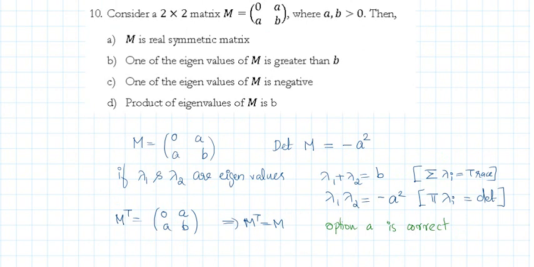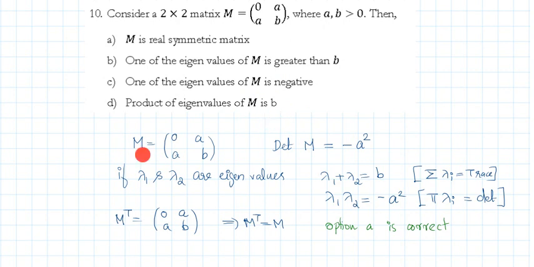So consider this question. Consider a 2 by 2 matrix M equal to [0, A; A, B], where A and B are positive numbers greater than 0. Then first option is M is a real symmetric matrix. Second one is one of the eigenvalues of M is greater than B. Third, one of the eigenvalues of M is negative. Then product of eigenvalues of M is B.